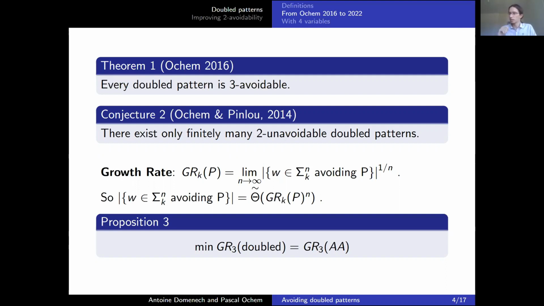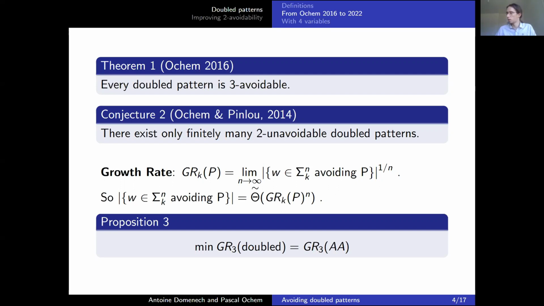So we will have to take a look at an easier problem. For this, what Pascal did is improve the result he had shown in 2016 by having one more conclusion on the growth rate of the double patterns. So what is the growth rate? Formally, it's defined as the formula I gave on this slide. The growth rate on k letters of a pattern P is the limit of the number of words of size n on k letters that avoid the pattern, and you take that to the power 1 over n.